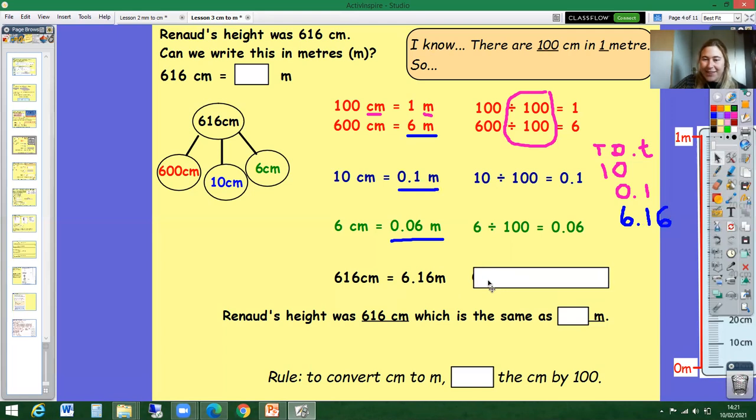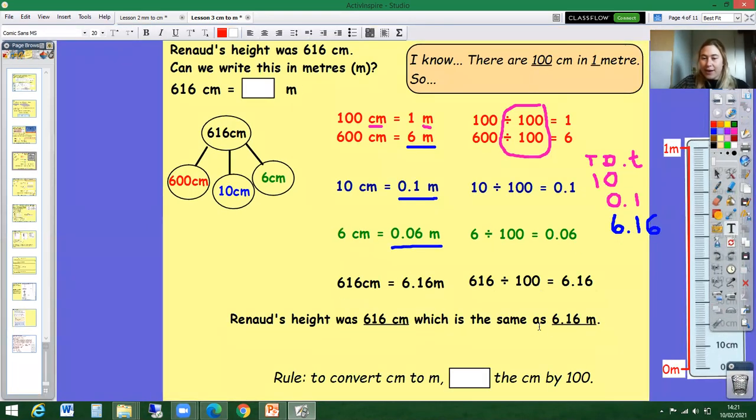6.16. Now let's look at a fast track for that, because we have got a fast track like yesterday. To go from our centimeters to our meters, let's divide our centimeters by 100. And we can see there that it ends up with the same amount, doesn't it? So we could do that in the future. So Renaud's height was 616 centimeters, which is the same as 6.16 meters.